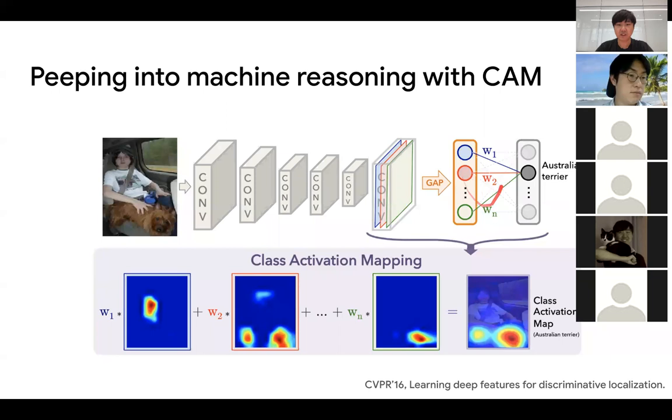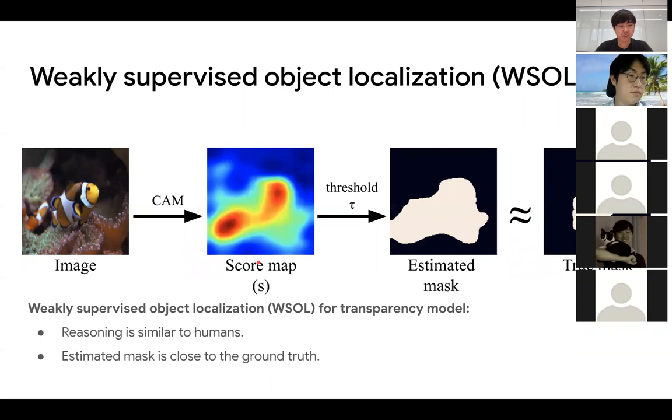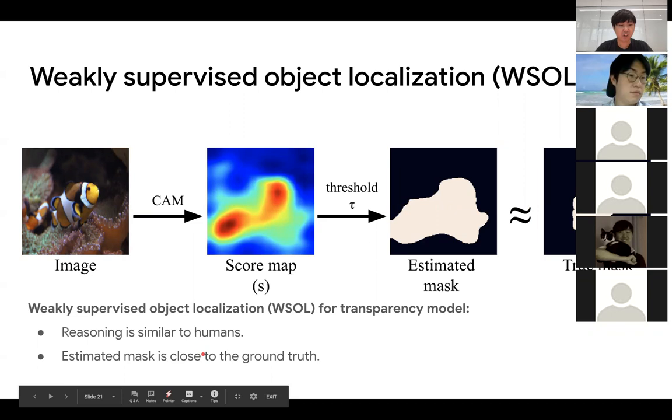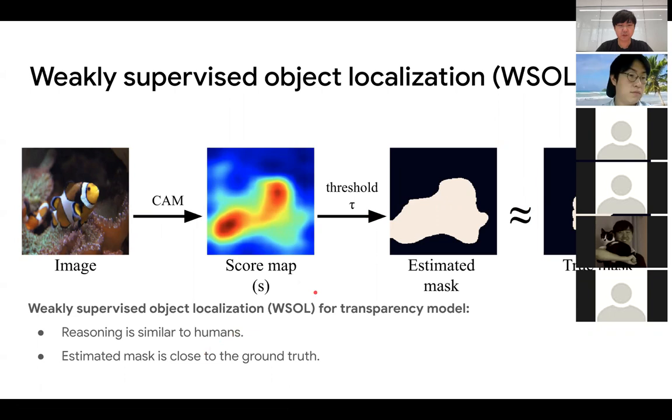Based on the assumption that reasoning should be similar to humans, many transparent methods use object localization to evaluate their transparency. That means a good transparency model should cover the entire extent of the object. This task is called weakly supervised object localization.